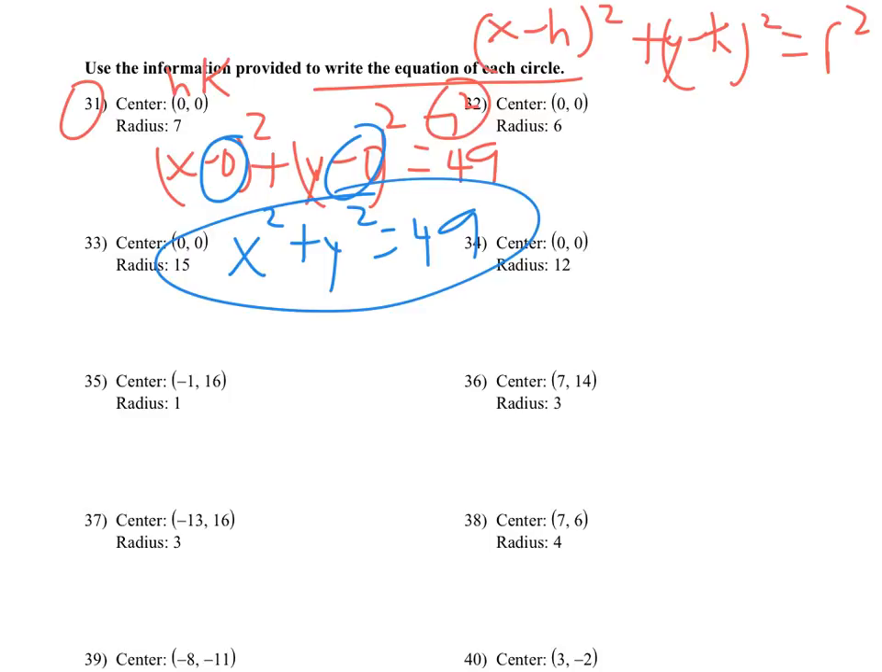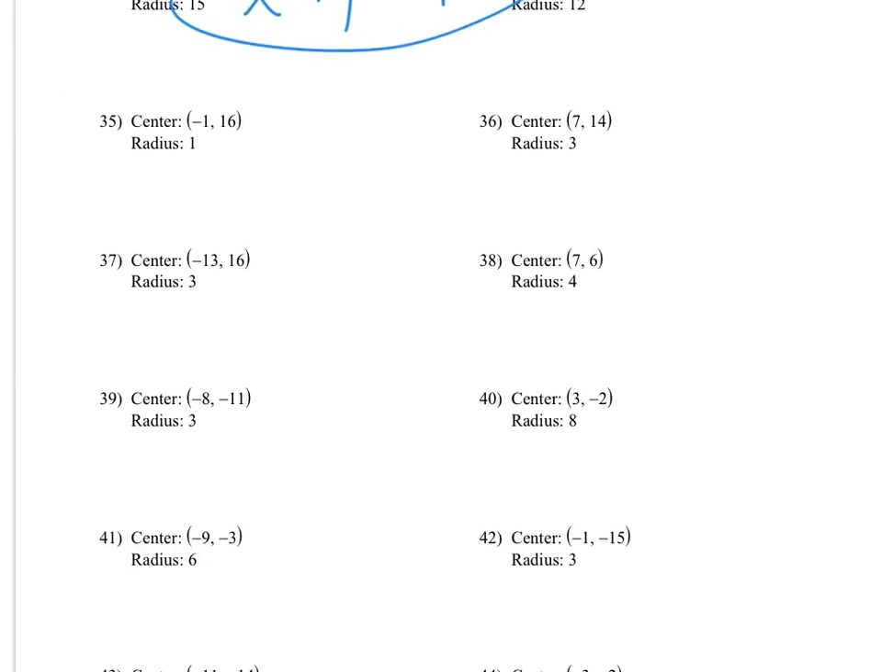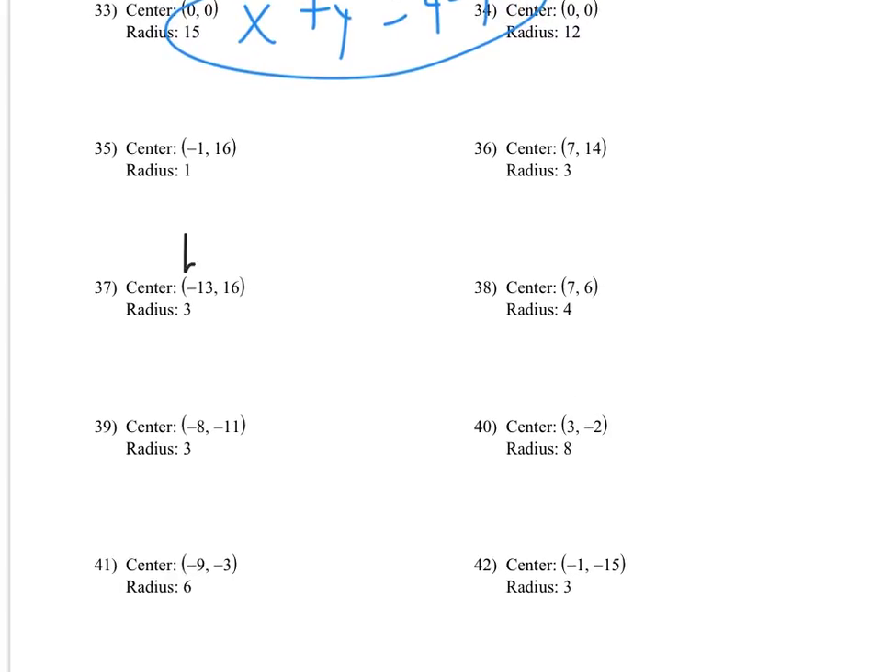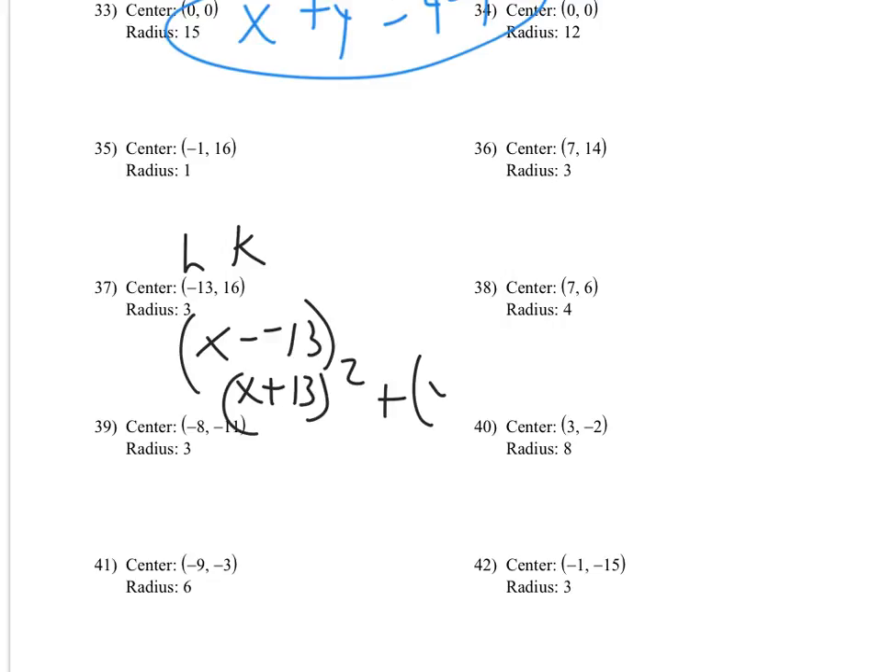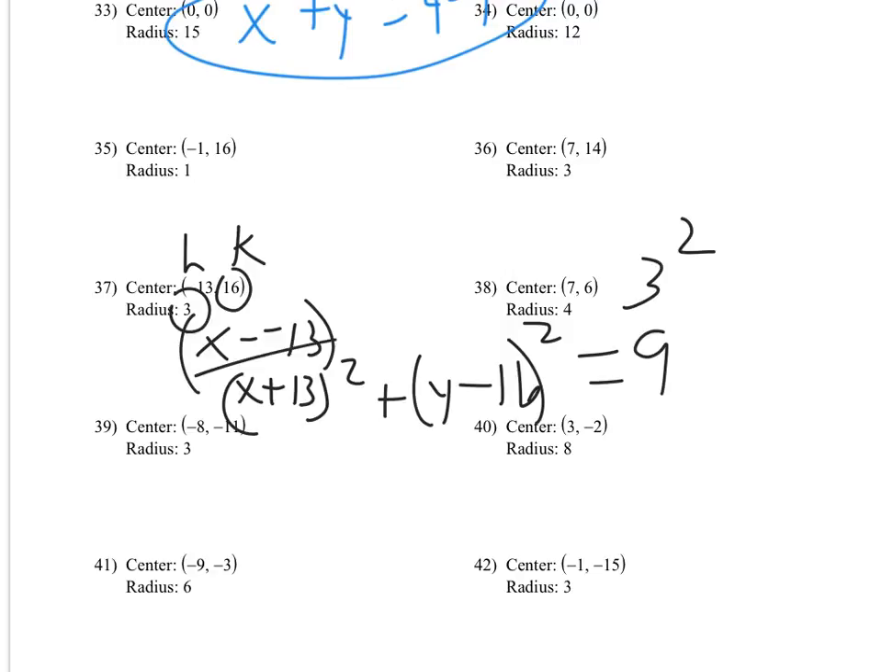If we look down here at 37, so let's move down here. So this is my h and my k. So I'm going to go x minus a negative 13. And we never leave it that way. We're going to write that as x plus 13 squared plus y minus my k value, which is positive 16, so minus 16 squared, equals the radius squared. My radius is 3 right here, so 3 squared, we need to put a 9 there. And that would be the equation for number 37.